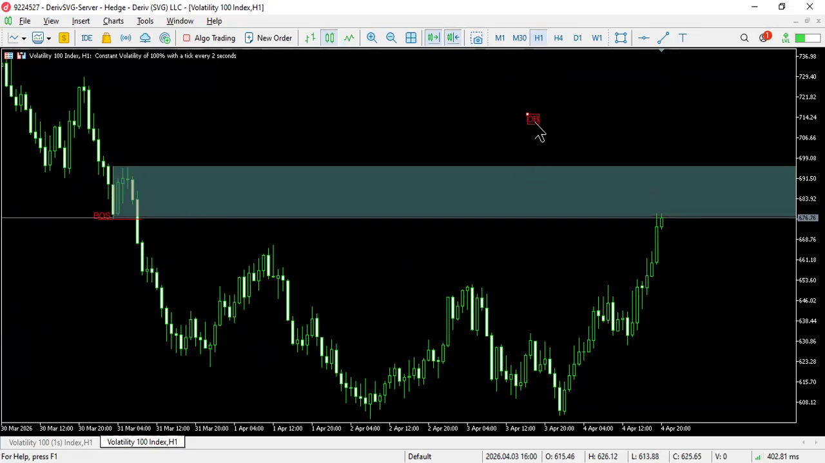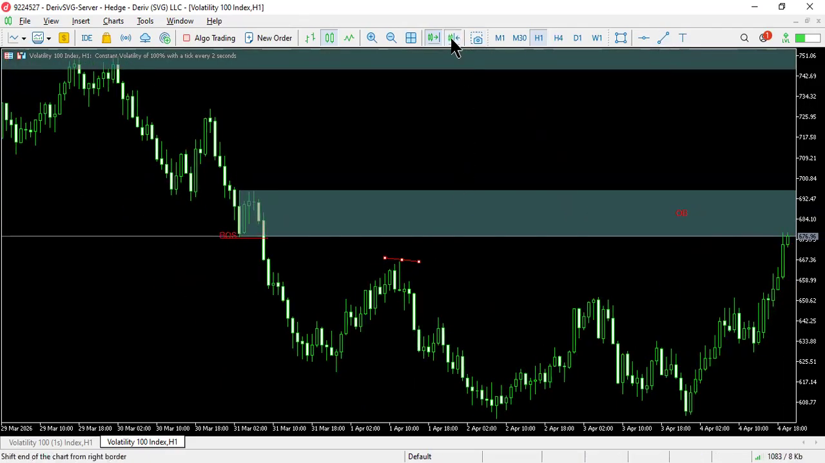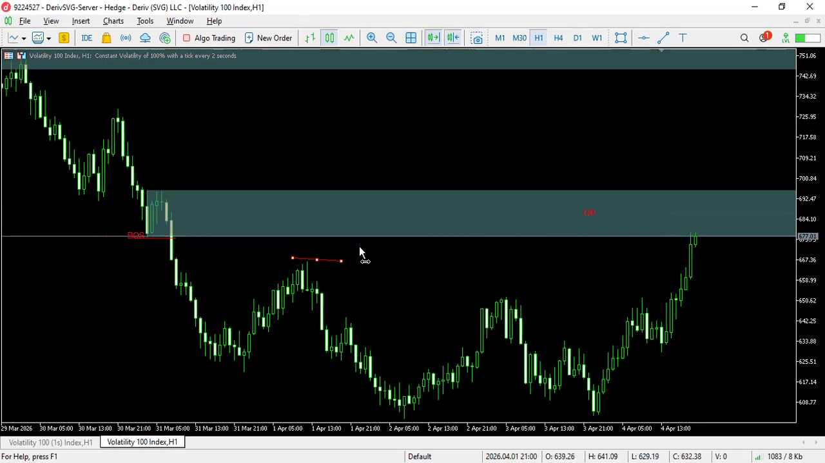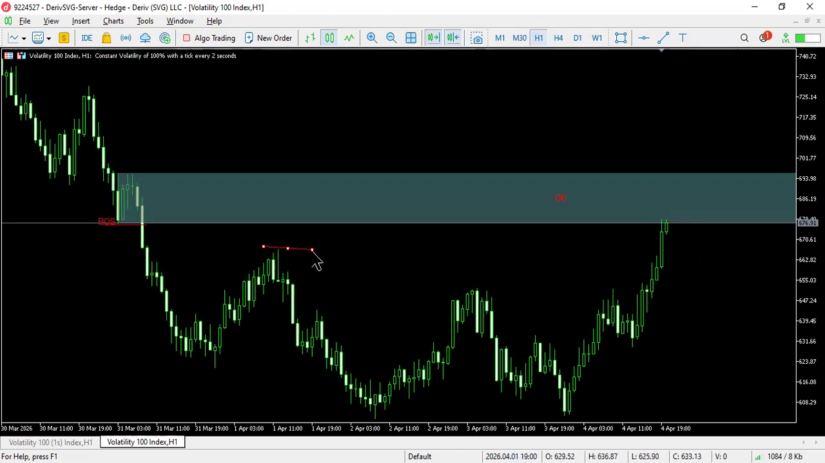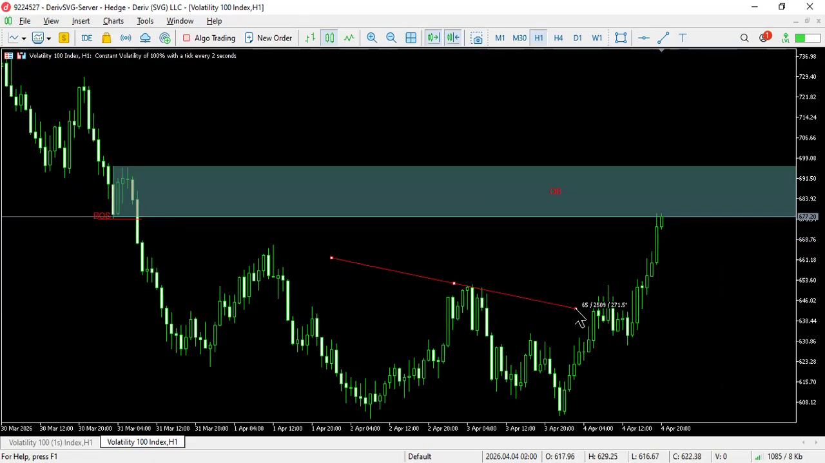And then as you can see, price is at our area of interest. And as you can see, all our confluences are intact. Price has just swept the liquidity, which was sitting here, and then it's now at the order block.